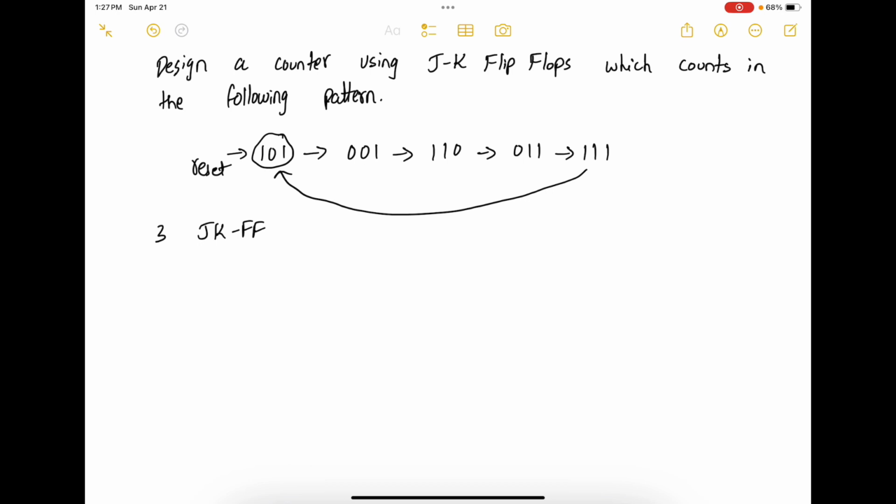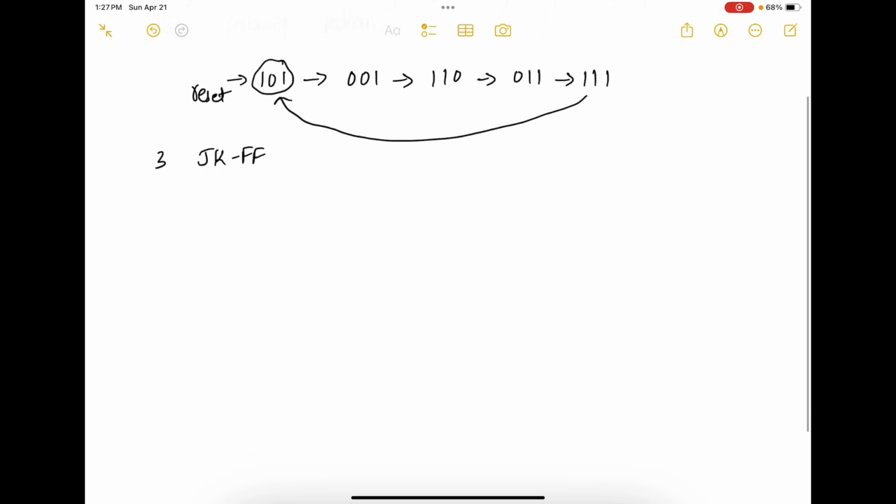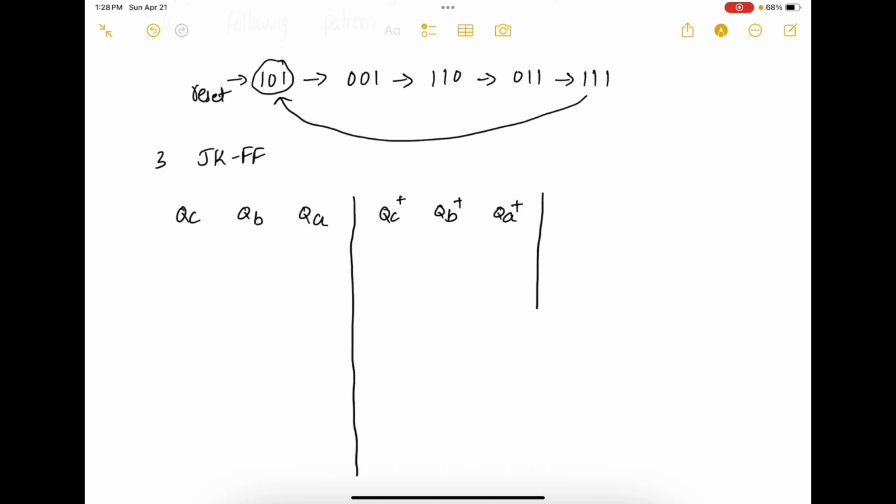The first step is to construct the excitation table. So you have QC, QB, QA. Similarly, QC plus, that's the next state, QB plus, and QA plus. Now a JK flip-flop has two inputs, the J input and the K input. So you require JC, KC, JB, KB, and JA, KA.